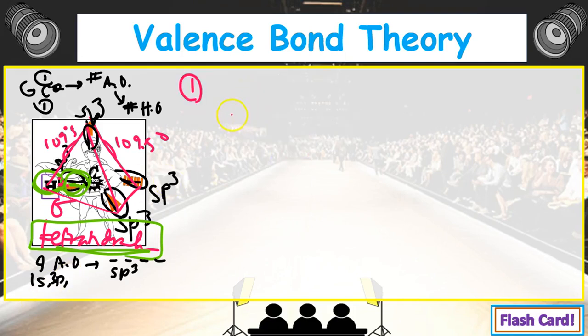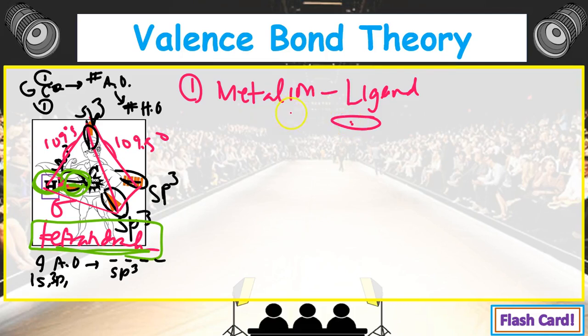Okay, first, when we're talking about complex ions, that means we have a metal ion that is bound to a ligand. And if we explain this using valence bond theory, we can say that we have a filled orbital of the ligand. So a filled orbital of the ligand is going to overlap with an empty orbital of the metal ion. So the question becomes, how does this overlap happen? We saw the overlap here, we got sigma bonds. So how did this overlap happen here?